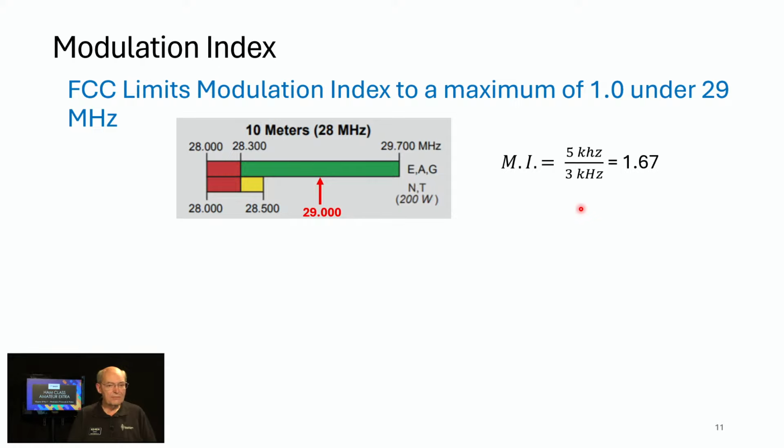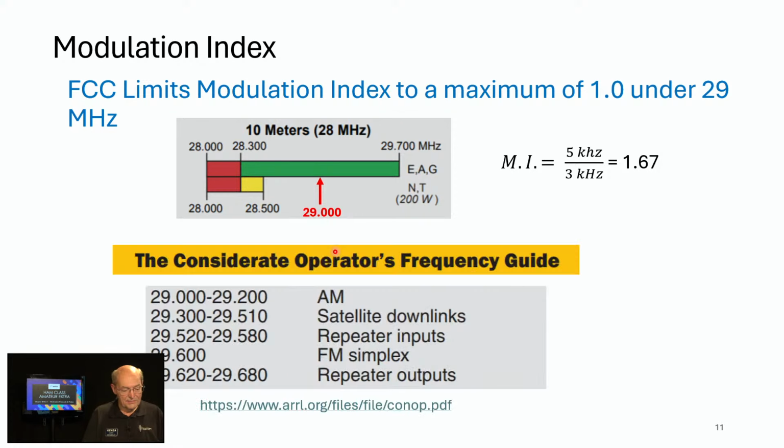So let's consider a real-world case. Most transmitters are set up for a 5 kilohertz deviation, not standard deviation. And at 3 kilohertz, which of course the voice modulation is between probably 0 and 3,000 hertz, so 5 divided by 3 is 1.67. So these completely normal numbers would actually not be legal below 29 megahertz. But above 29 megahertz, they are.